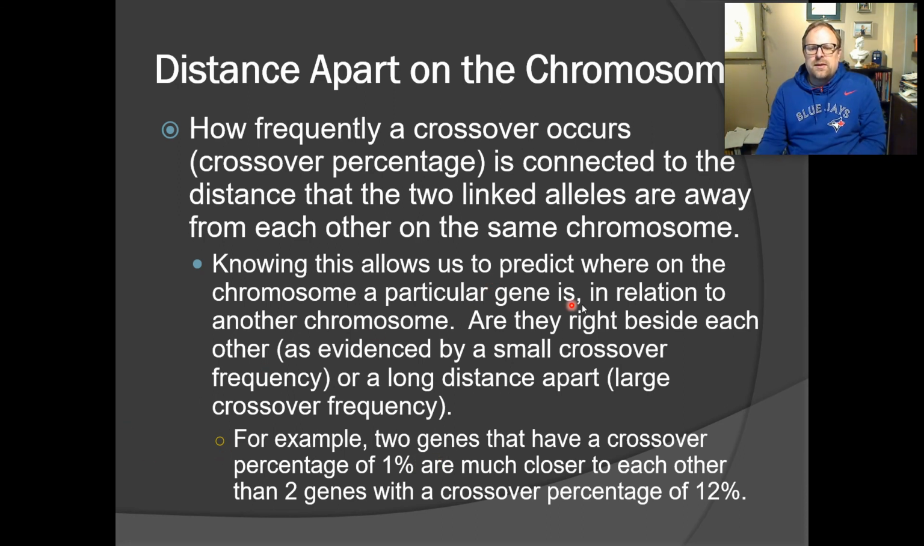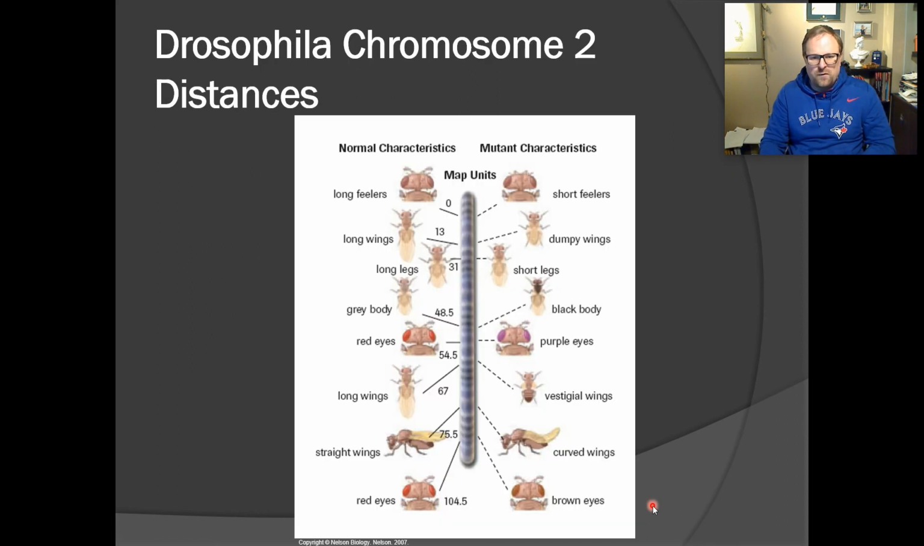So knowing this allows us to predict where on the chromosome a particular gene is in relation to other genes. What this allows us to do is map a chromosome and figure out what genes are on that chromosome and where they might be. Is it near the top? Is it near the bottom? Is it somewhere in the middle? How close is it to other ones? So for example, two genes that have a crossover frequency of 1% are much closer to each other than two genes with a crossover frequency of 12%.